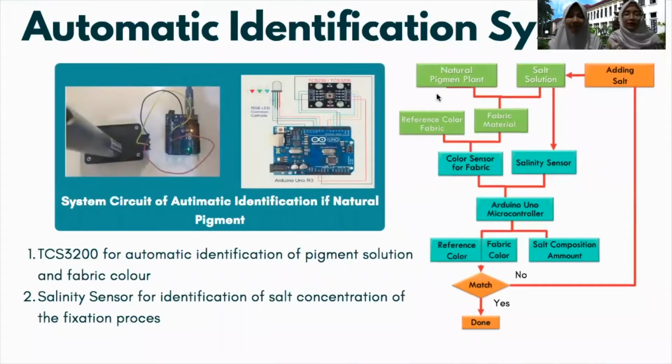So this is the automatic identification system. This is a system circuit of automatic identification of natural pigment using the salinity sensor, TCS 3200, and Arduino Uno. This is the workflow diagram, and TCS 3200 for automatic identification of pigment solution and fabric color, salinity sensor for identification of salt concentration of the fixation process.